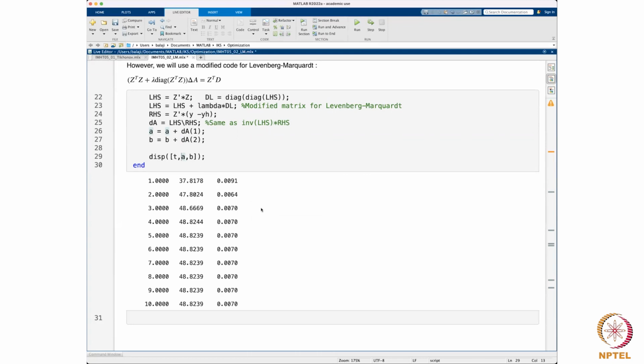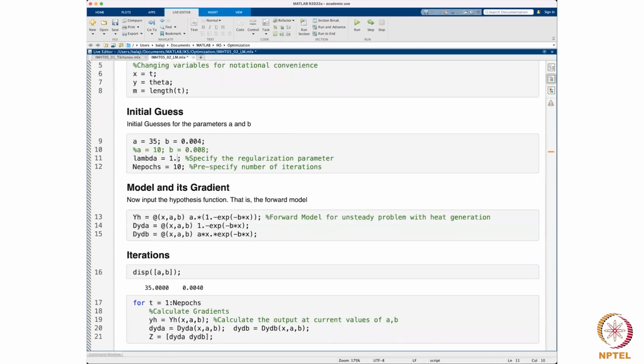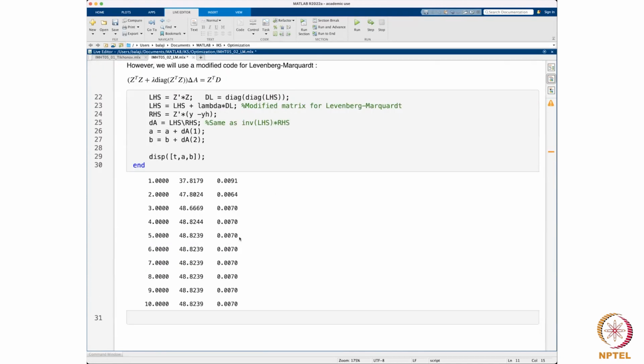Okay, so the same as what we saw last time, in about 5 iterations, we converge to 48.8239 and 0.0070. So of course, this is the case where we have not added any lambda at all. Now we can try adding some lambda to it. Let's add a really small lambda, 10 power minus 7. And you can see that this still converges within 5 iterations. Levenberg-Marquardt is better behaved. That is, it damps less than Tikhonov actually. As you get closer and closer to the answer, you get better and better.